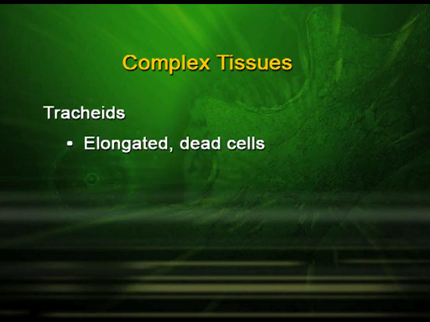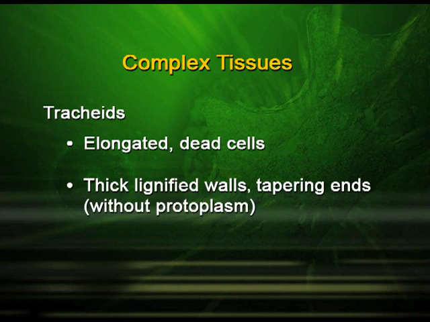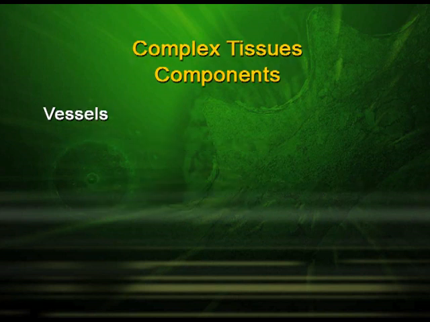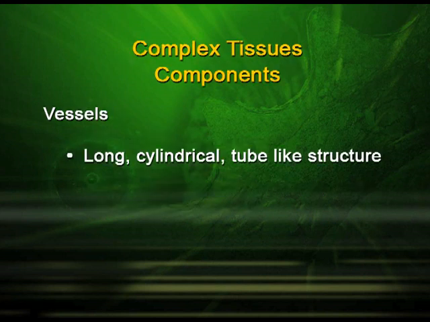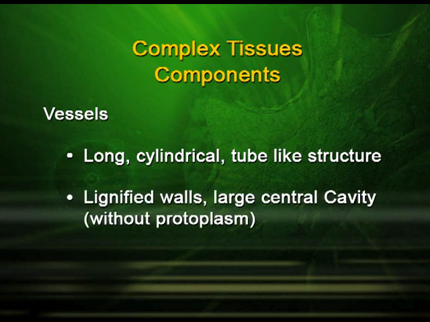The tracheids are elongated dead cells. They have thick lignified walls with tapering ends and are devoid of protoplasm. The vessels are long cylindrical tube-like structures. They have lignified walls and a large central cavity which is without protoplasm. They are interconnected through perforations in their common walls.